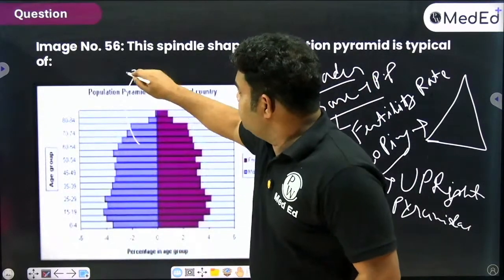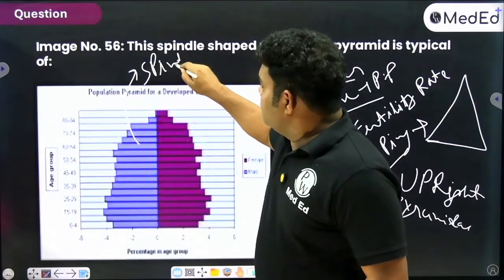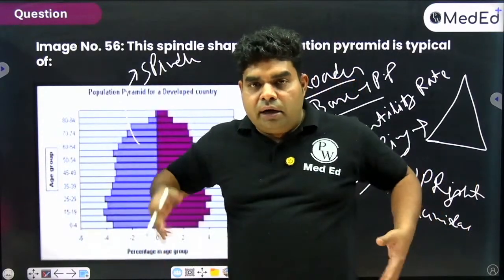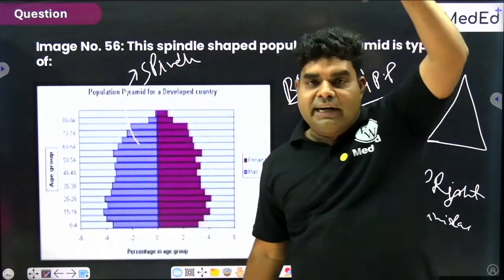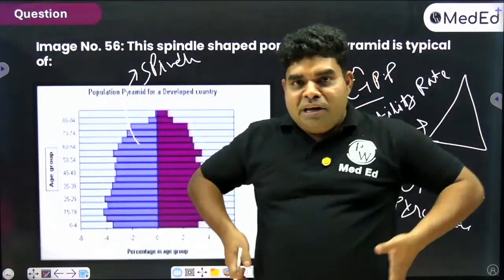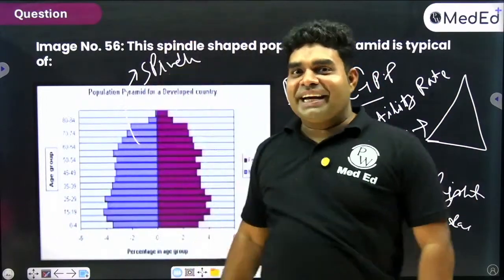This is spindle shaped. Spindle means bigger at the center, tapering at both the sides. Student said, "Sir, just like you, big in the center, tapering in both sides."